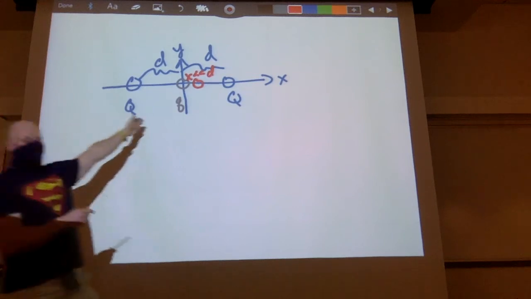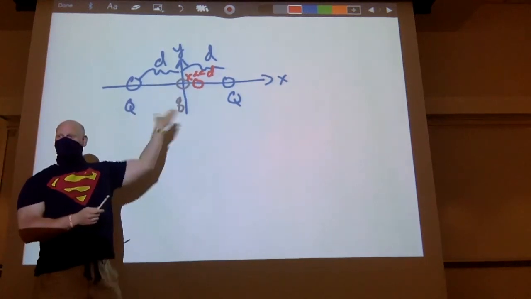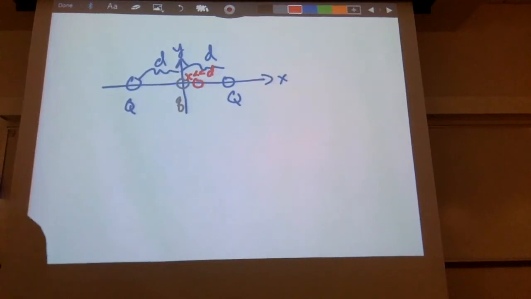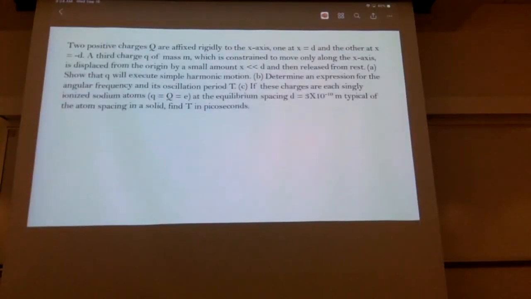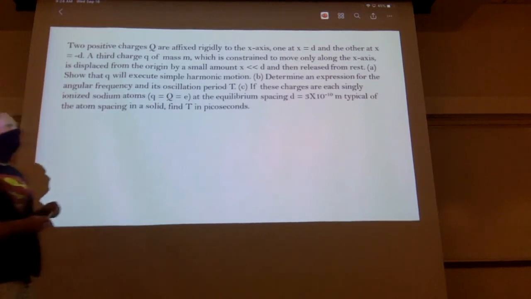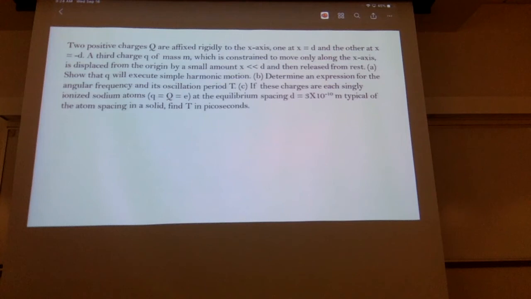So this problem is asking us, what is the harmonic oscillation of this particle? So let's go back to the problem. It says, determine an expression for the angular frequency and its oscillation period. I'm sorry, I skipped the part. It says, show that it will execute simple harmonic oscillation. We already said it does, so great. Part B then is to determine an expression for the angular frequency as well as the oscillation period.